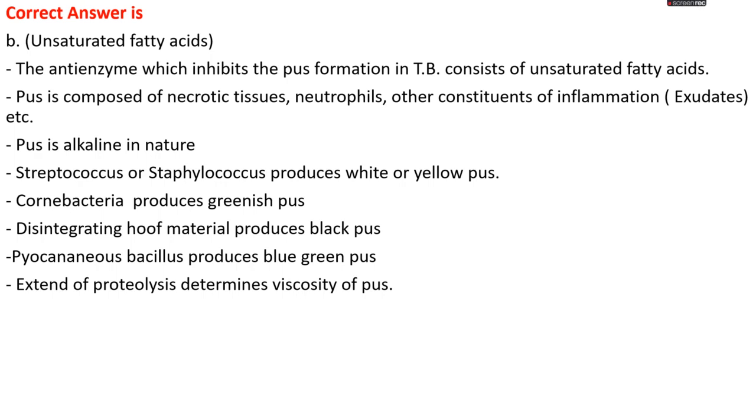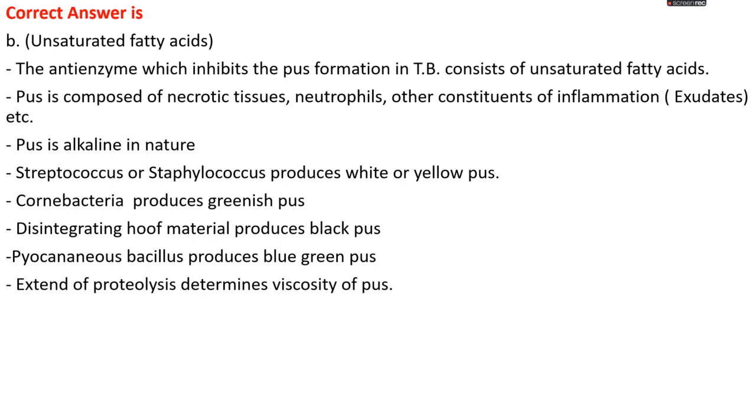Pus is composed of necrotic tissue, neutrophils, and other constituents of inflammatory exudate, etc. The nature of pus is alkaline. Streptococcal and staphylococcal infections mainly produce white or yellow colored pus. Corynebacteria produce greenish colored pus. Disintegrated hoof material produces black colored pus. Pseudomonas pyocyaneus bacillus produces blue-green colored pus.